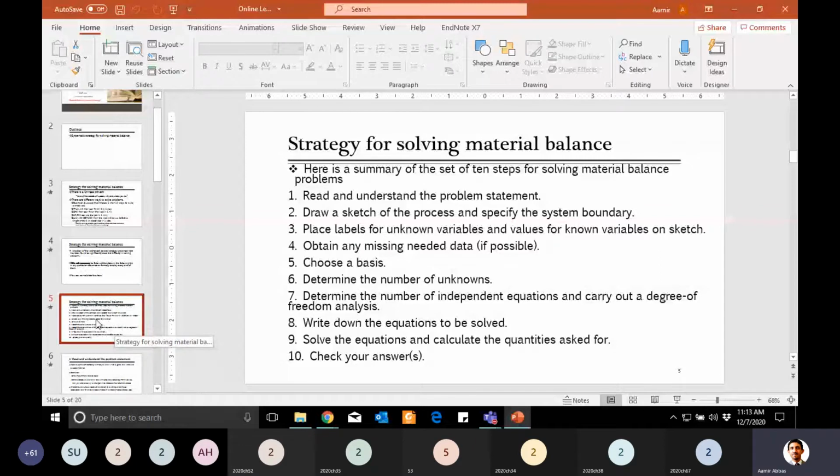Basis you have to choose carefully. Sometimes the basis helps you to quickly solve the problem, but more or less there can be many ways to select. You have to be careful. For example, if there is a liquid system, then your basis should be in mass or moles. Mass. Yes, mass. But if there are gases, you guys can go with the mole. Yes, mole. And so on.